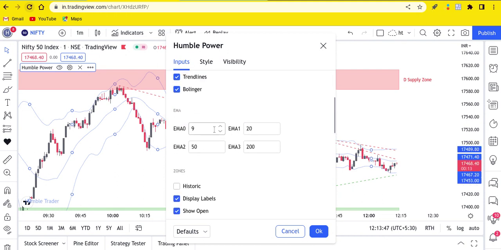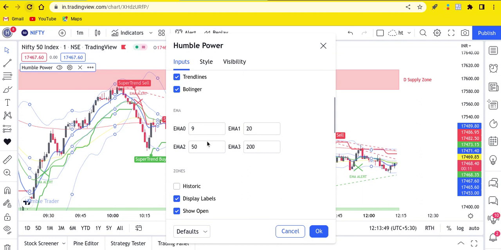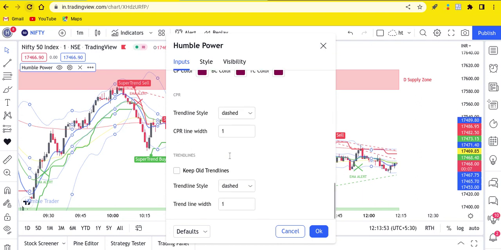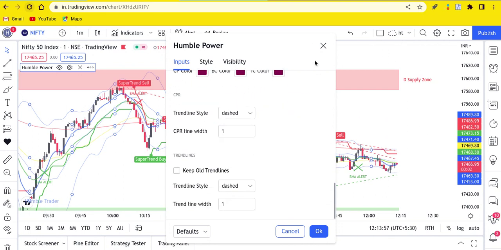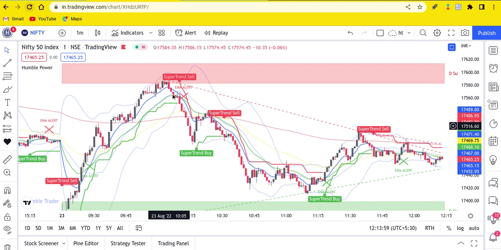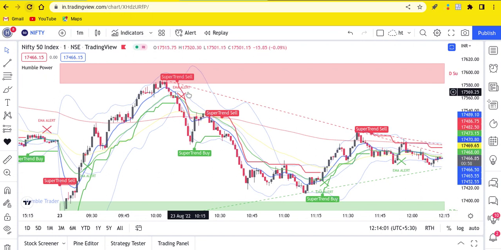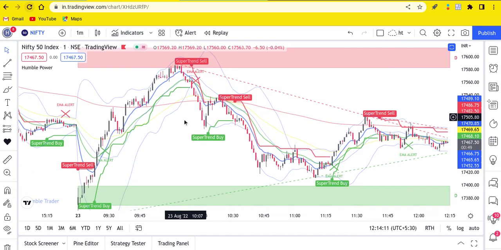Now if you want to add 4 EMAs, you can add 4 EMAs, 9, 20, 50, 200, whatever EMA you want, just add it. Simply we have given you everything, so as you can see, the super trend signal, EMA alert was there, Bollinger Band breakdown was there, and the price was reversing from the supply zone. So basically it's a sell signal, a confirmed sell signal. It's a very good sell signal, right?